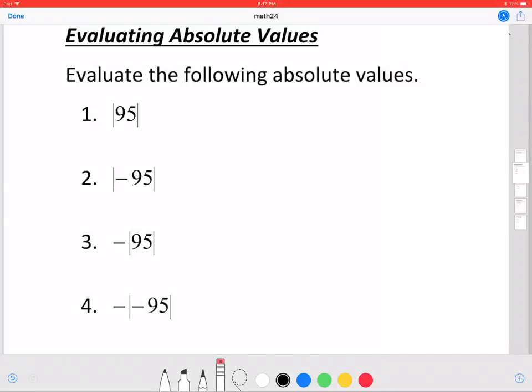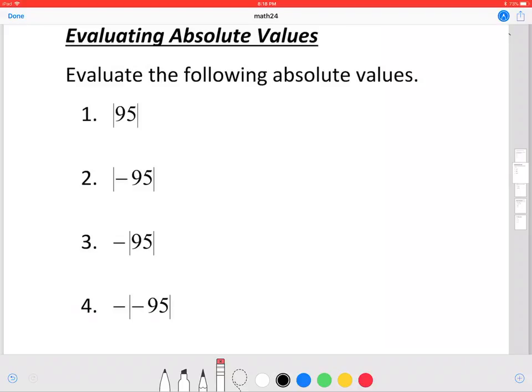Okay, in this video, we will learn how to evaluate an absolute value of a given number. All right, we have four numbers here, and you probably have learned that absolute value of a number is either a positive or a zero. It's never a negative. All right.